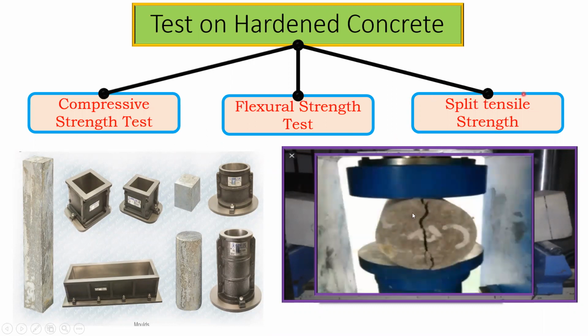And the last is the split tensile test. For the split tensile, I need to prepare a cylinder something like this, and I'll keep it in this way. I'll apply a compressive load, so a crack is going to form, which will be tensile in nature, and this will help me in identifying the tensile strength of my concrete. Now we'll start with the compressive strength test, how it has to be done, and the methodology we'll try to understand, and the flexural and the split tensile we'll try to see in other videos.